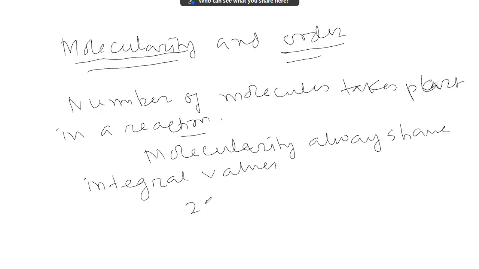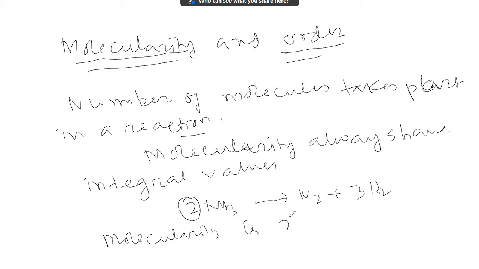In this case 2NH3 gives you N2 plus 3H2. So what is the sum total of the coefficients of the reactant molecules? 2. In this case molecularity is 2. On the other hand, if you think of the case PCl5 decomposes to PCl3 plus Cl2, in this case the number of molecules is 1, so molecularity will be 1.